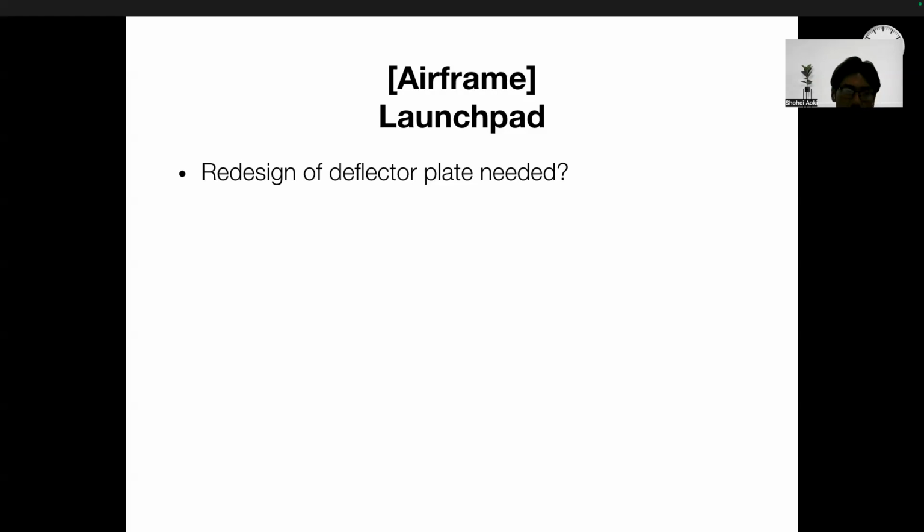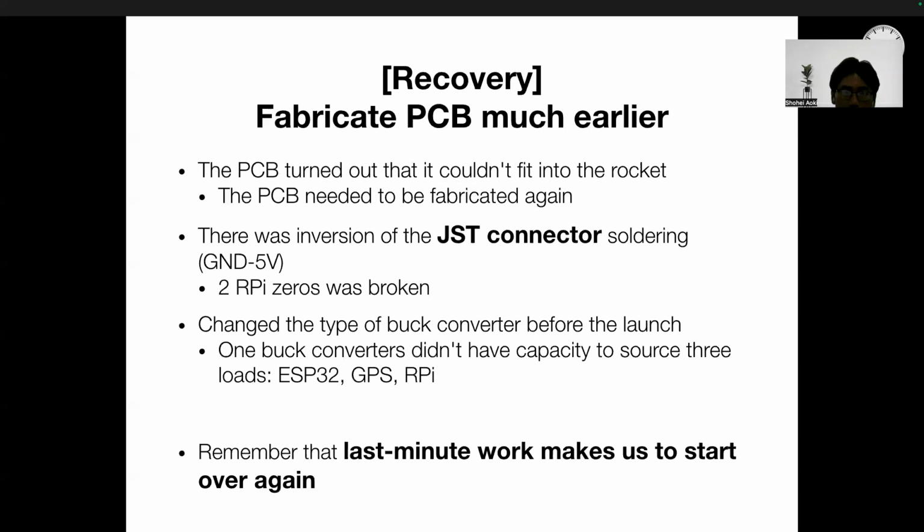By the way, the deflector plate was damaged heavily, so we have to refabricate it, even if we use the same design. As for the recovery, we need to fabricate the PCB much earlier, because on the last dry run, we found out the PCB doesn't go into the rocket. The avionics bay was much bigger. So we should avoid such last minute work.